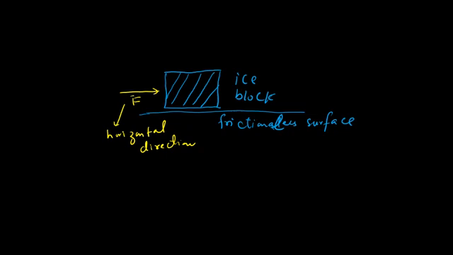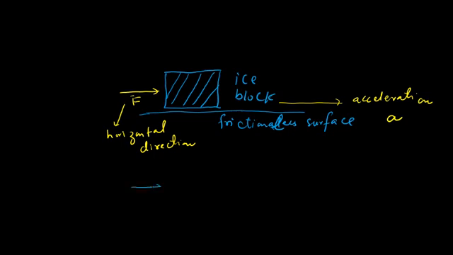It will produce an acceleration in the ice block. The ice block will move under the action of this force, so it will accelerate. This force will produce an acceleration, which can be represented by A. This horizontal force moves the block on the frictionless horizontal surface, and acceleration A is produced in the block. Now let's suppose we double the force.